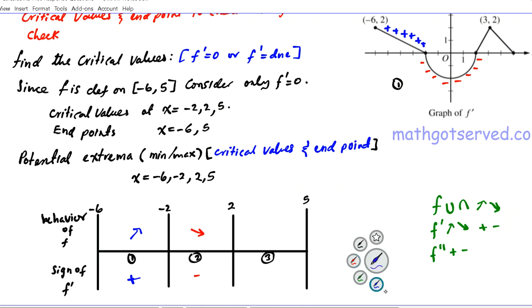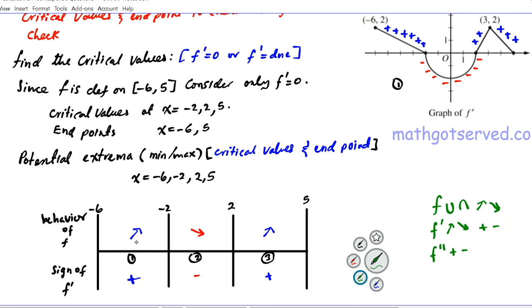On interval 3, what do we have? Look at the graph. F prime is above the x-axis, so f prime is positive. Okay, so if f prime is positive, what's happening with f? F is increasing. We talked about that before using our fun chart. Okay, so now we can categorize what our potential extremas are. Are they actually extremas? And if so, what type of extremas are they? All right, so let's categorize them.